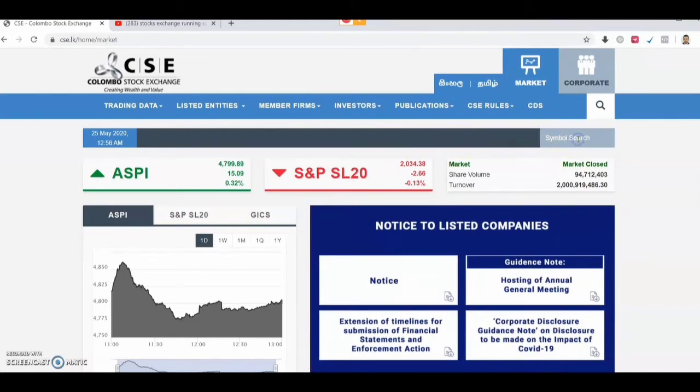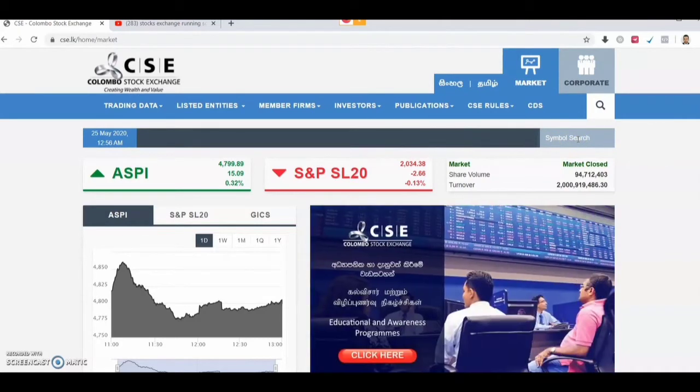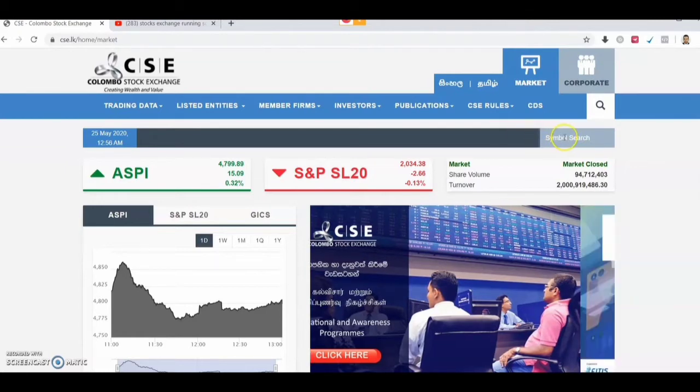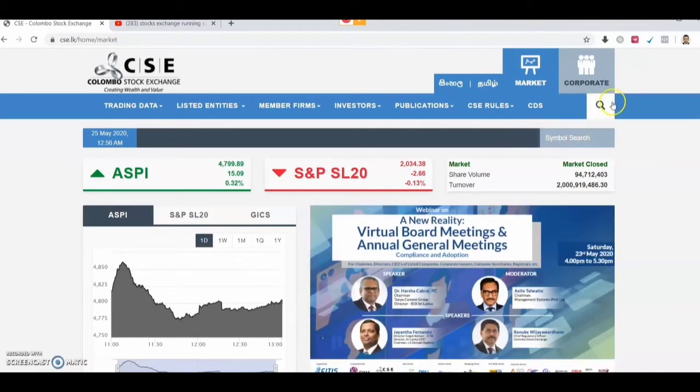And this is a symbol search. If you want to find out a particular security's latest price, you can type it over here and get the latest details. And this is the search bar here.